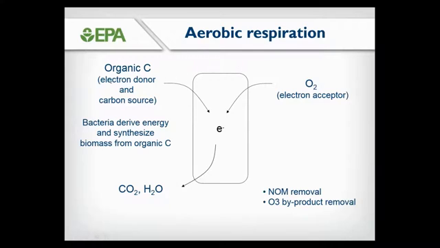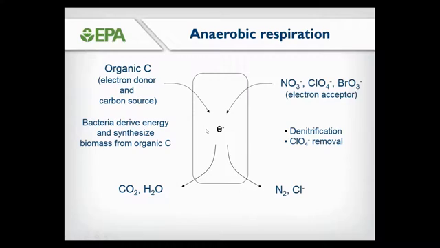Looking at aerobic respiration, organic carbon will serve as the electron donor and as the carbon source, and then dissolved oxygen will serve as an electron acceptor. And bacteria are going to derive energy and synthesize biomass from the organic carbon. The byproducts from this process include carbon dioxide and water. This type of process is what's used, for example, to remove natural organic matter or ozonation byproducts.